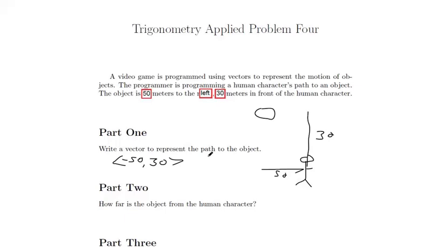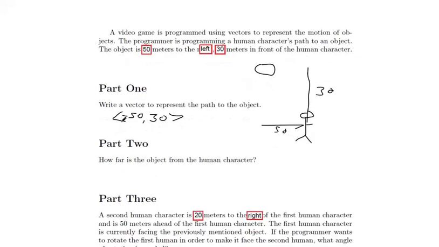If the character is facing the opposite direction, then the object would be to the right, and it would be a positive 50. And it would be a negative 30 because the character would have to back up, have to go backwards. So, okay, so we got part one, we got the vector.